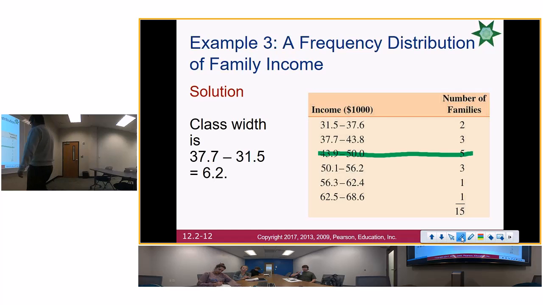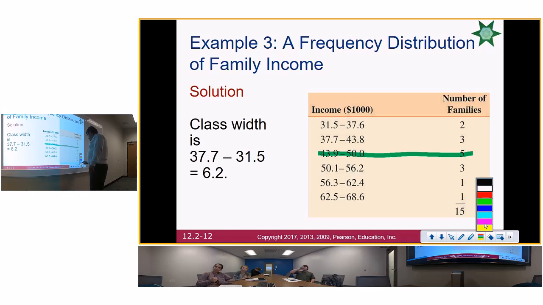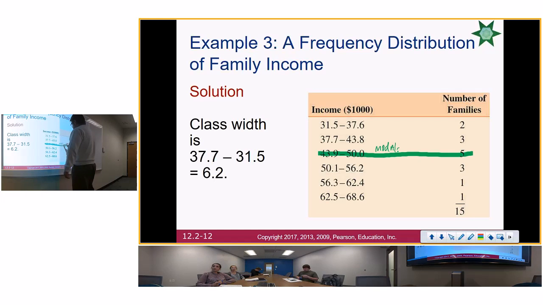I'll write it in green so it'll match. Well, I'll write it in some kind of green. It's called the modal class. Modal class is the class that has the what? It has the hump. In other words, if you were to draw this as a graph, it represents the hump where it goes up.